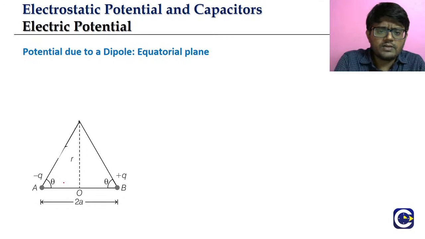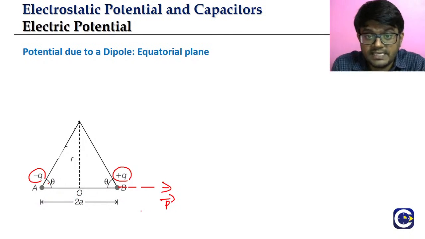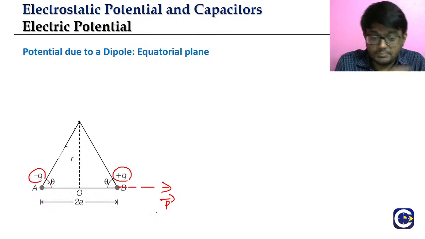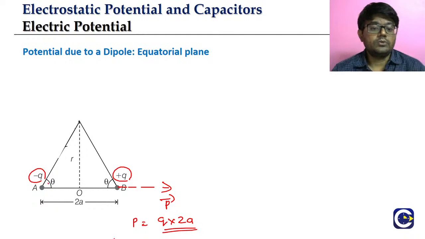We'll always try to look at some specific points with respect to the dipole. So we have the dipole. There is a negative charge and there is a positive charge. This line from the negative charge towards the positive charge represents the direction of the dipole moment. What is the value of the dipole moment? Charge times the distance between the two charges, q into 2a.